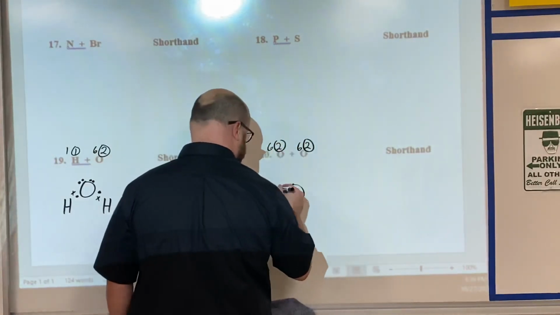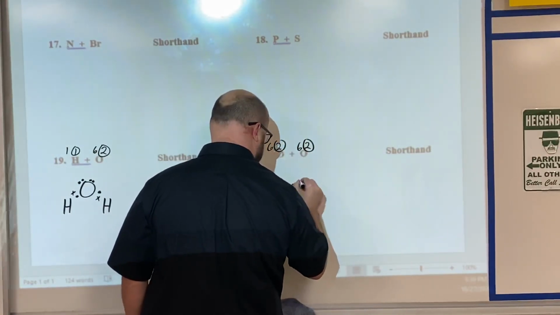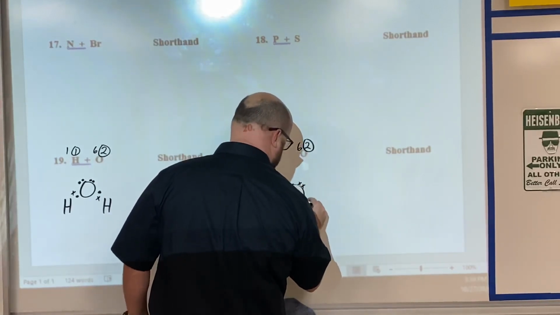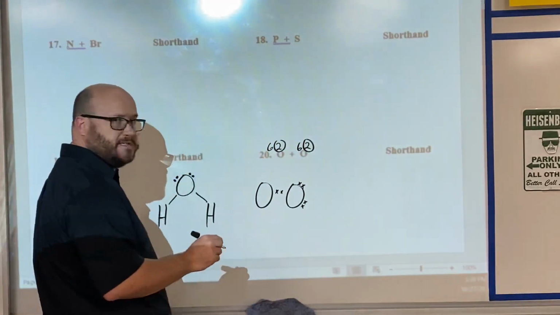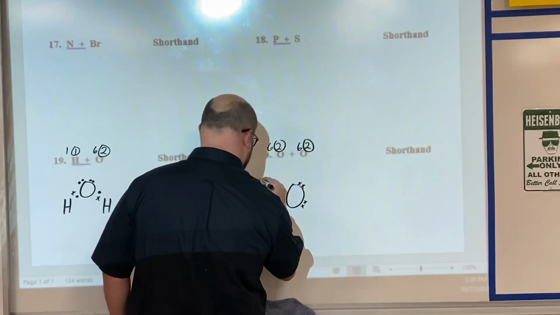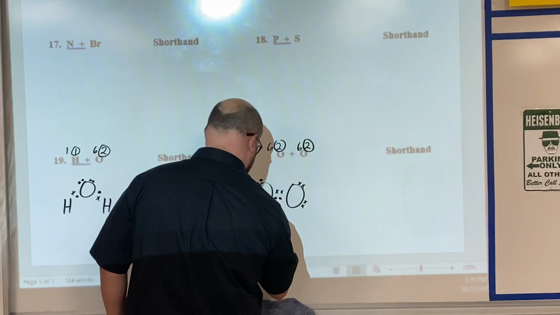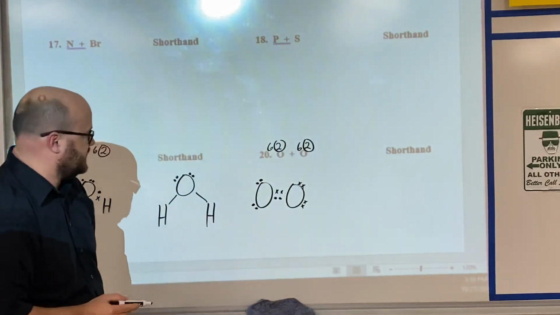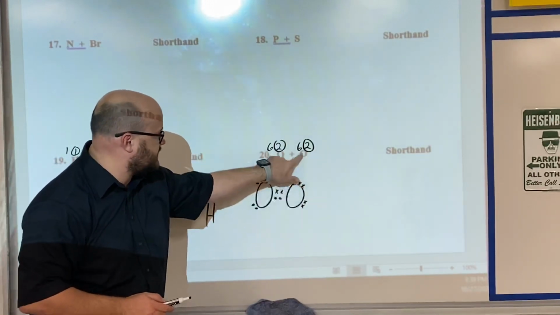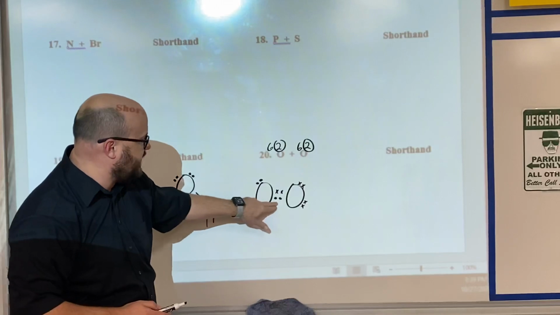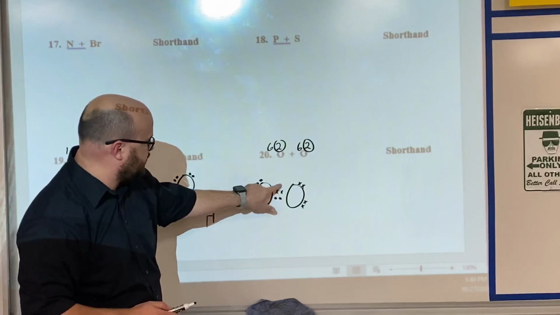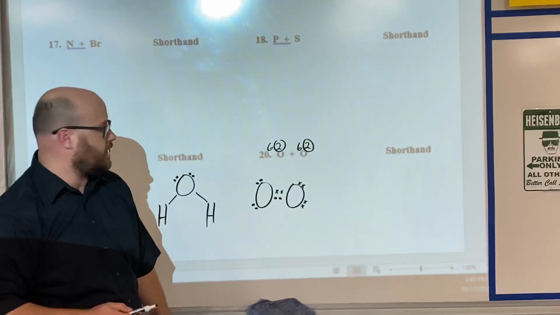So I'm going to draw this oxygen here. That's him with his 6 electrons. I'm going to draw this one with his 6 electrons. So now we've got 2, 4, 6. That's good. We're sharing 2 each. So if you count the total, 2, 4, 6, 8. 2, 4, 6, 8. All is bueno.